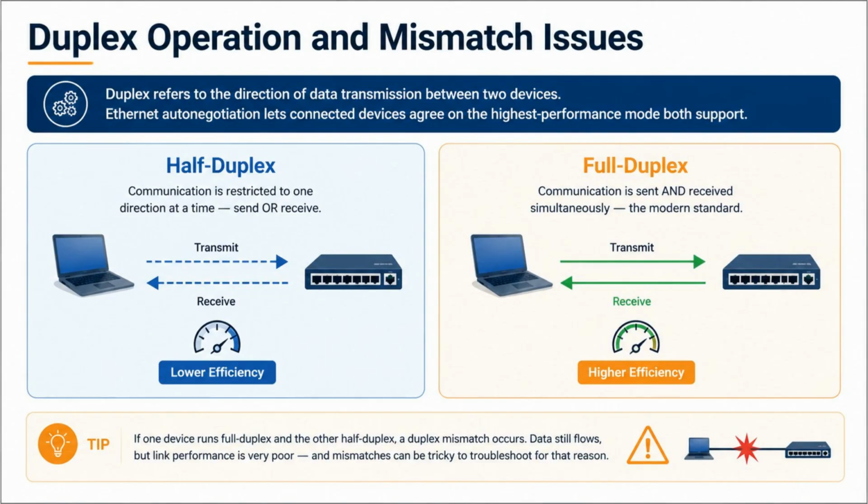Duplex is the direction of data transmission. Auto-negotiation lets connected devices agree on the best mode both support. Half duplex restricts communication to one direction at a time. Full duplex sends and receives simultaneously, the modern standard. If one side runs full and the other half, a duplex mismatch occurs. Data still flows, but performance is very poor. And this specific problem can be tricky to diagnose since it's not an outright failure.